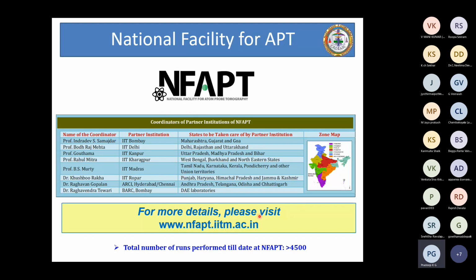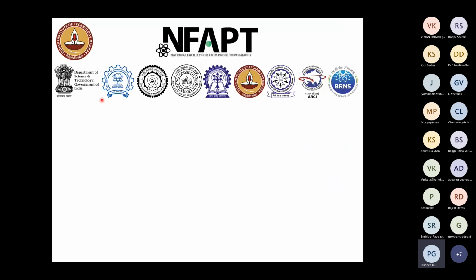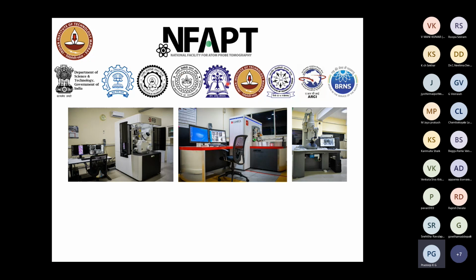Now this is how this NFAPT operates. Now I will explain what is under the umbrella of NFAPT and how we are utilizing it for modern day research where we deal with nanoscale features. So as I said before, we have 8 different partners which are partnered together to establish this facility. And under this facility, we have these 3 unique microscopes.